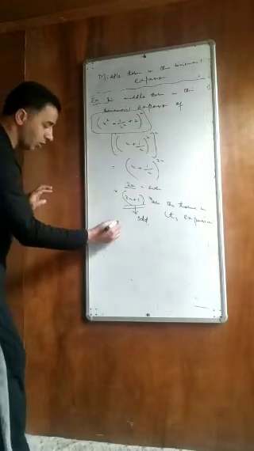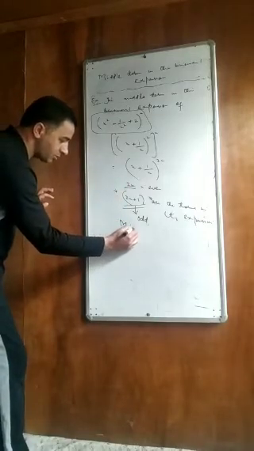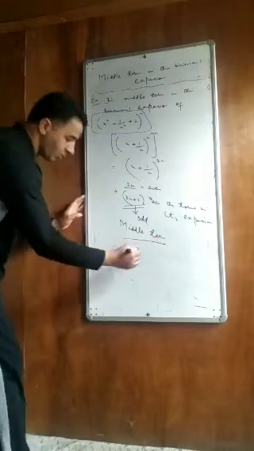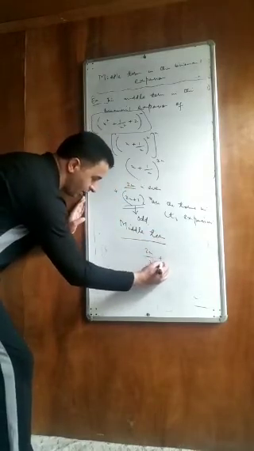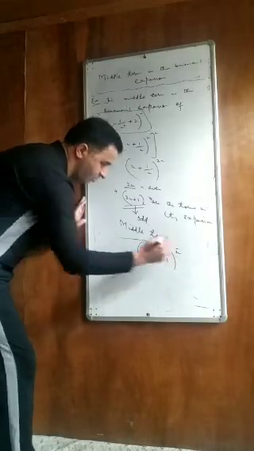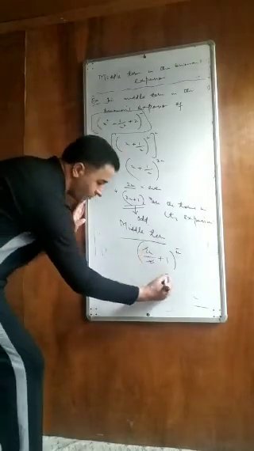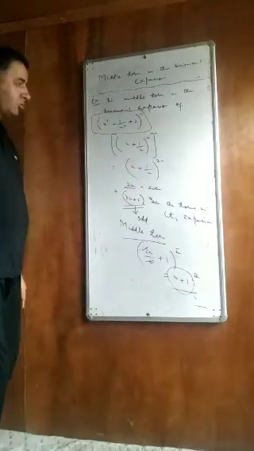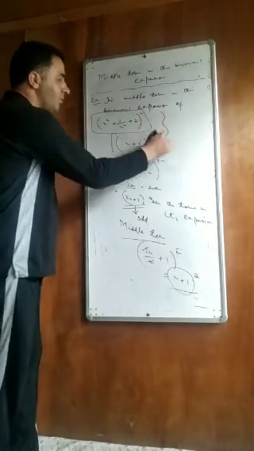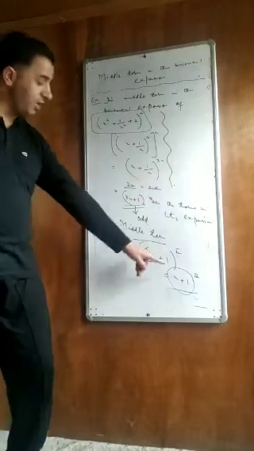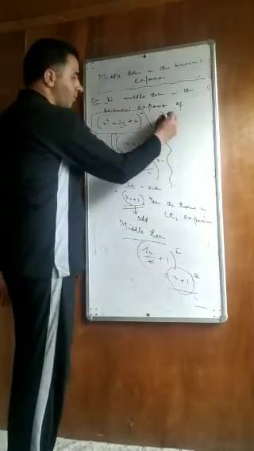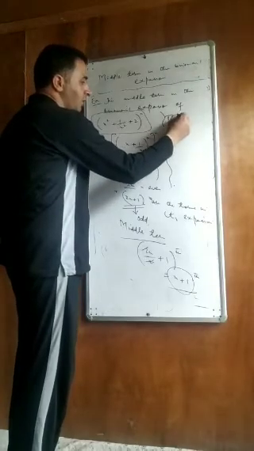Now what will be its middle term? As per the previous formula, the middle term will be the 2n by 2 plus 1th term. The 2 cancels, so the n plus 1th term will be the middle term. Now what is T of n plus 1?